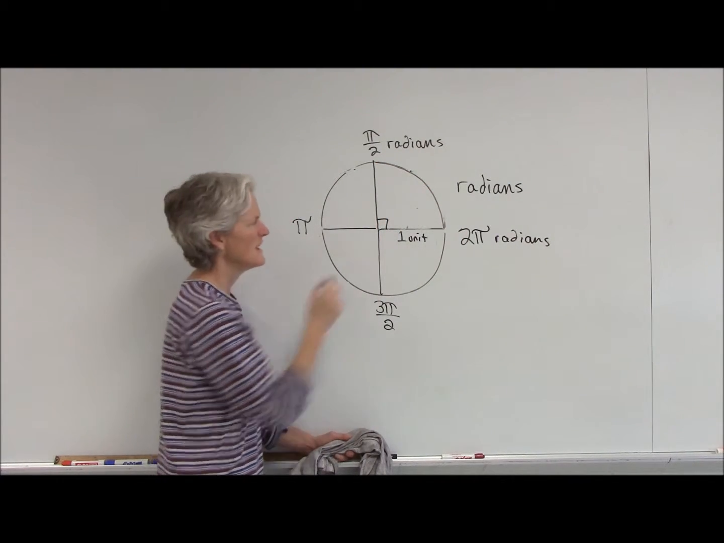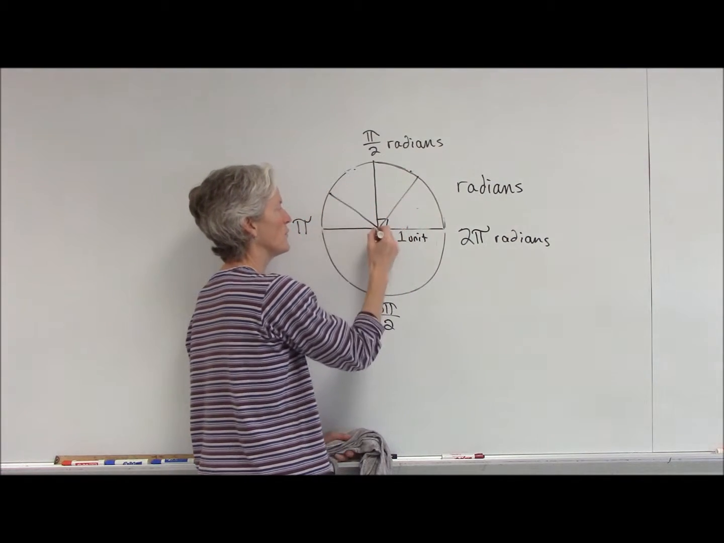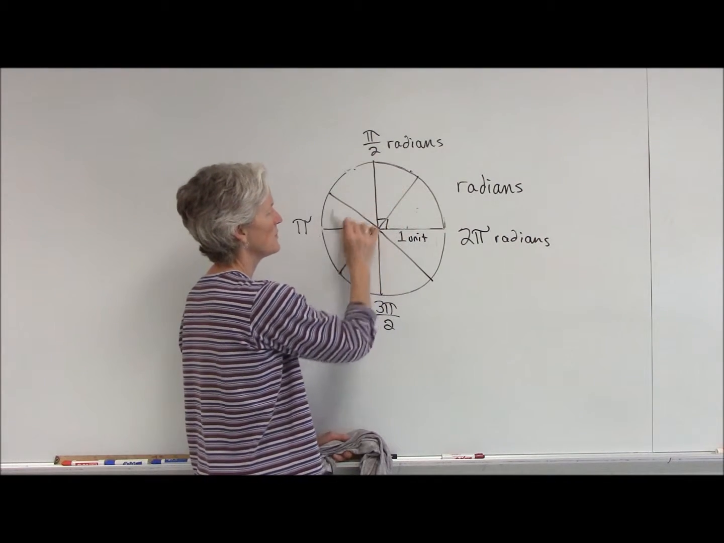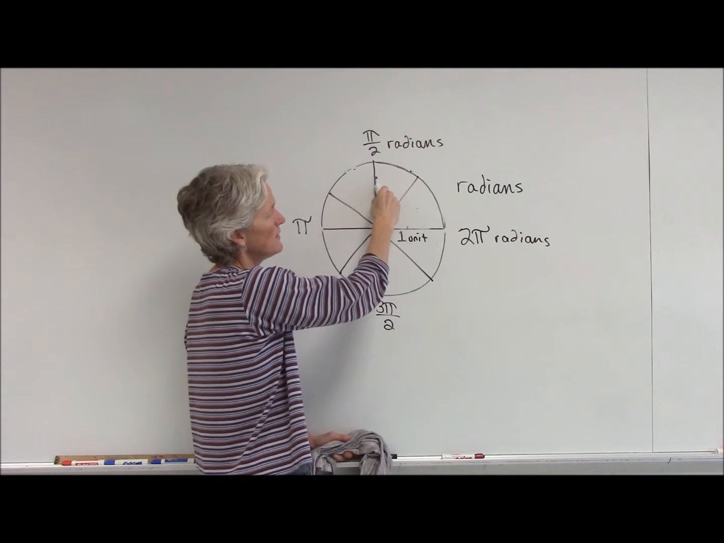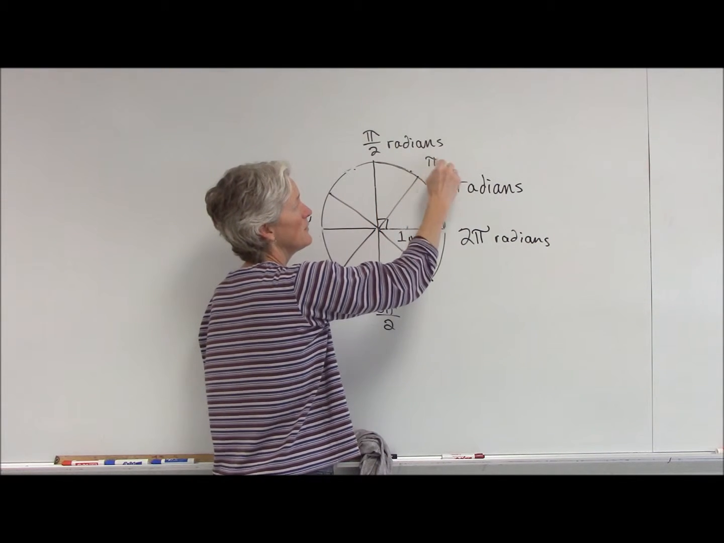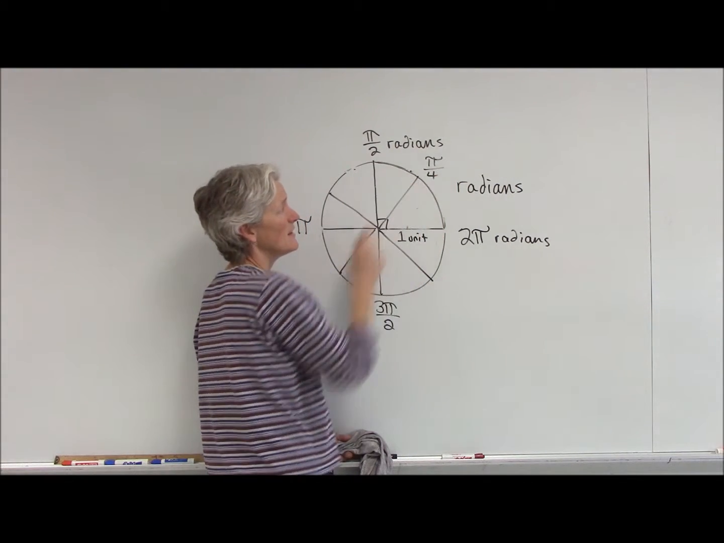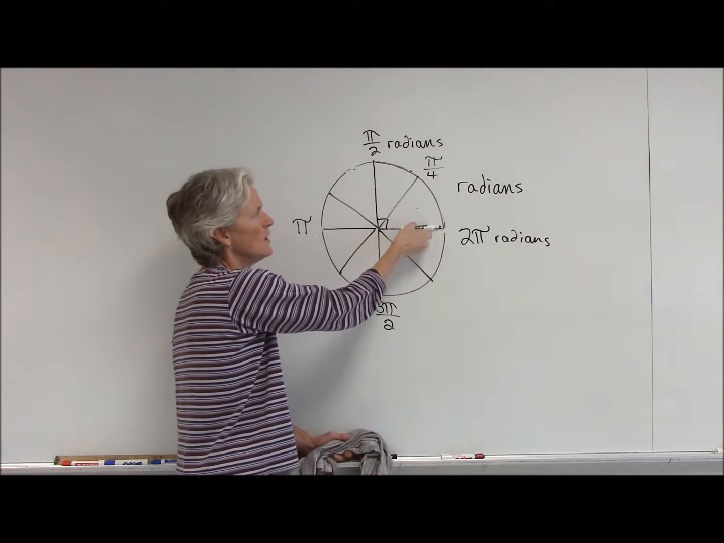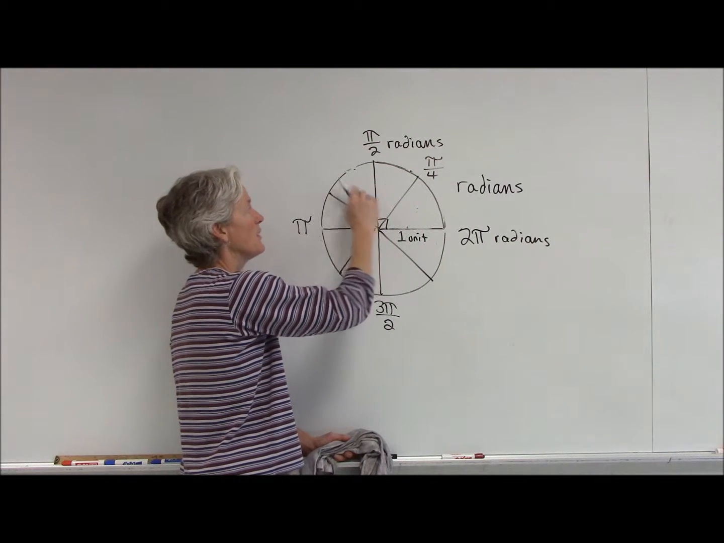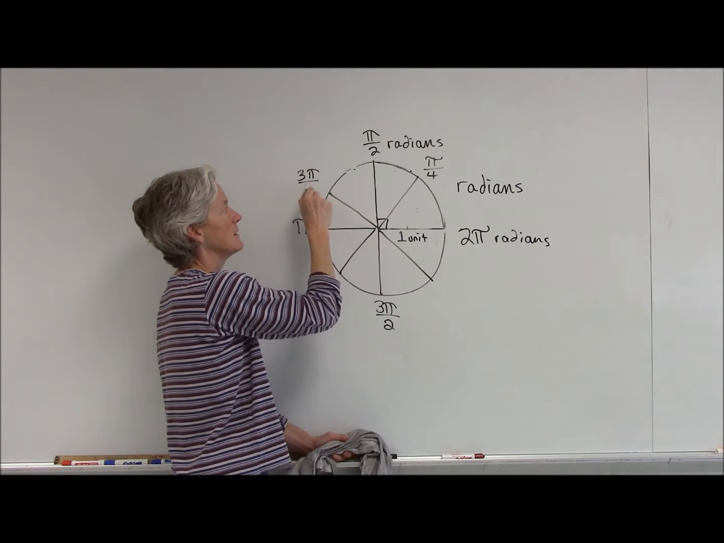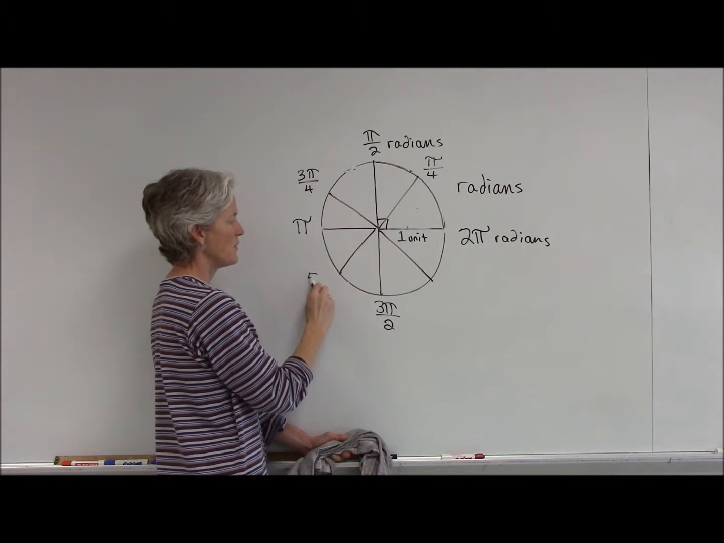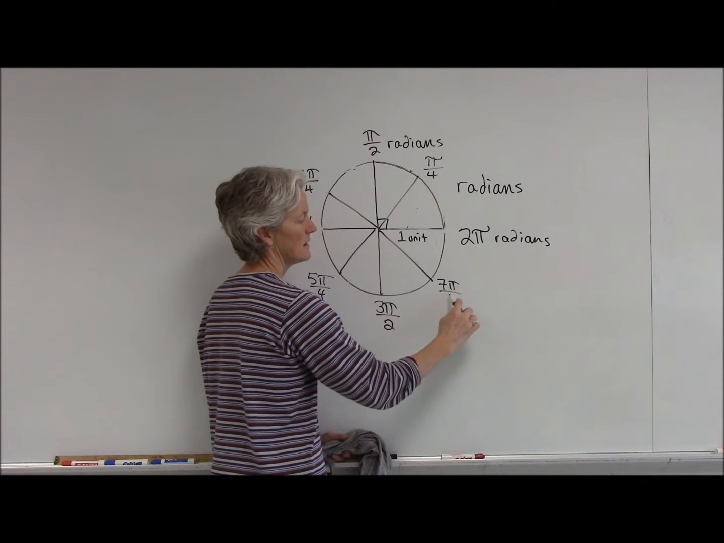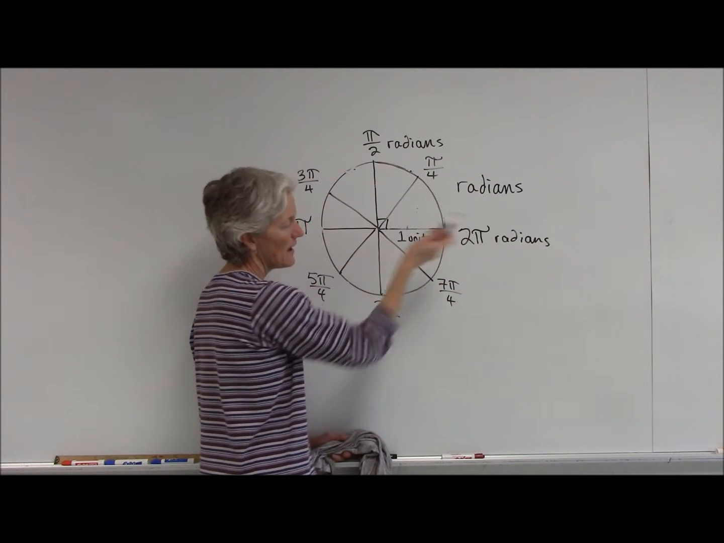Is this making sense? Let's break the circle into fourths. If this is pi over 2, this is going to be pi over 4. So my 45 degrees in radian land is pi over 4 radians. 1/4 pi, 2/4 pi, 3/4 pi, 4/4, 5/4 pi, 6/4, 7/4 pi, and 8/4 pi, otherwise known as 2 pi.